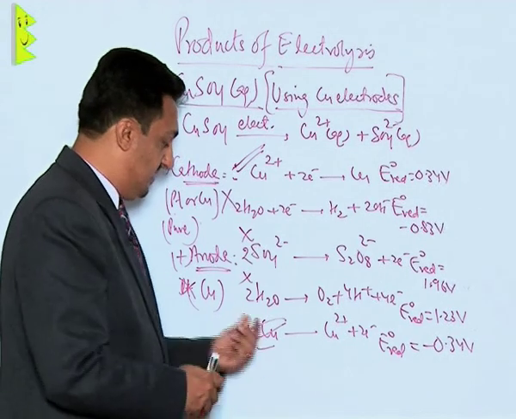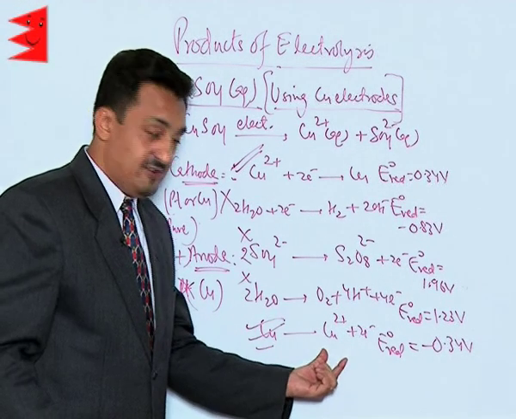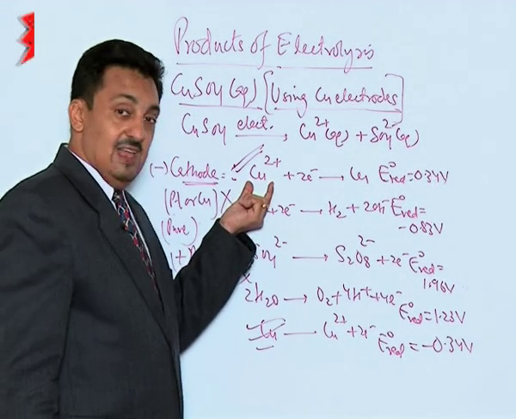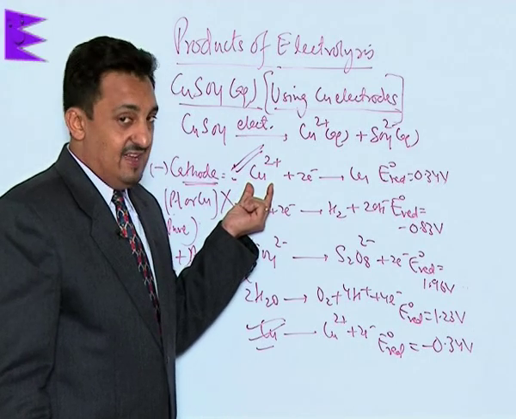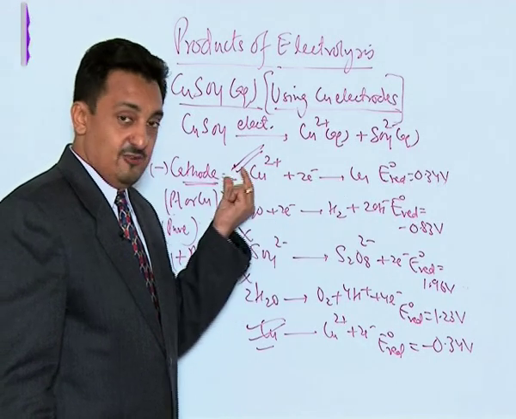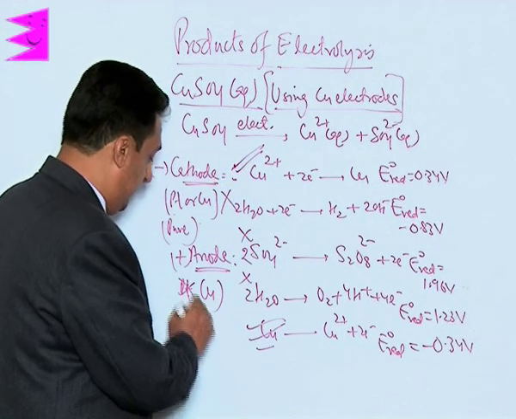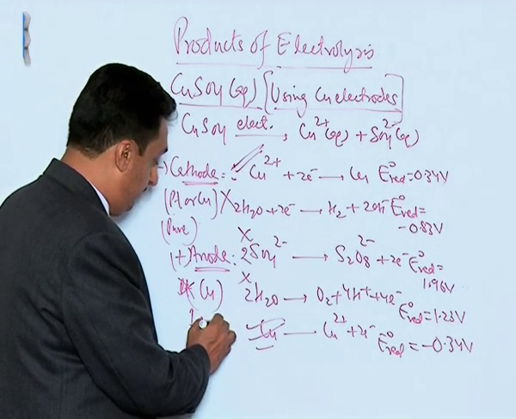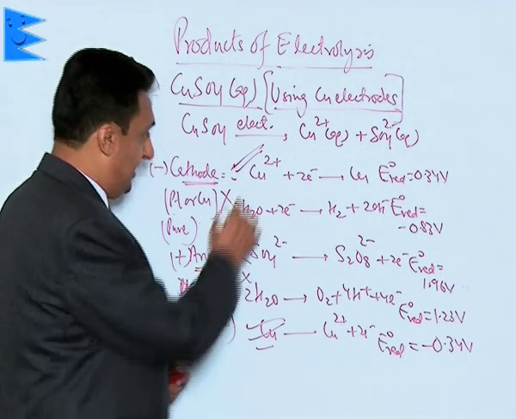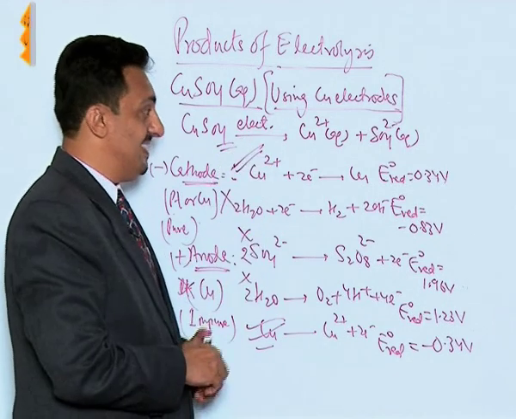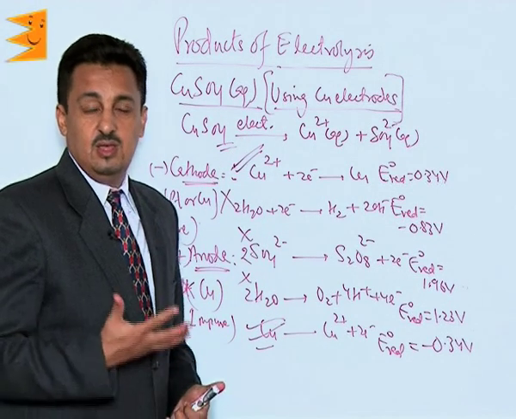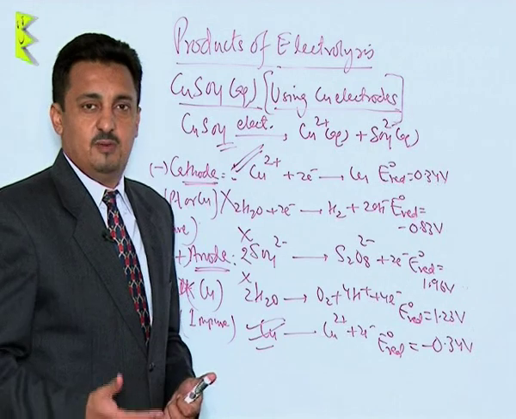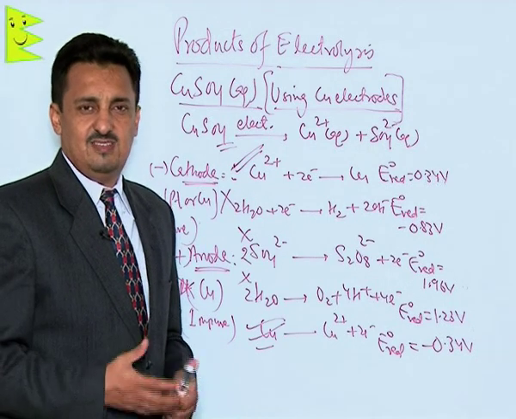So what we find is it is the copper anode which gets oxidized, and it is the copper ions which get reduced at the copper electrode at the cathode, and therefore we always take the anode as impure copper, and the electrolyte taken is copper sulfate. So basically this is the refining of impure copper to pure copper, taking copper sulfate as the electrolyte.